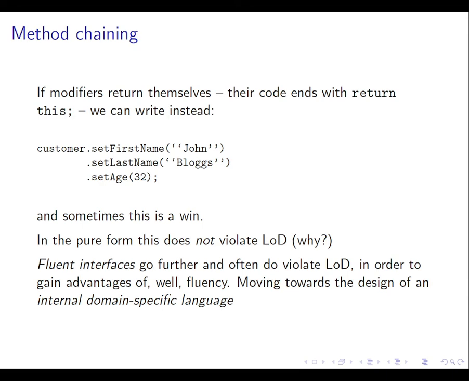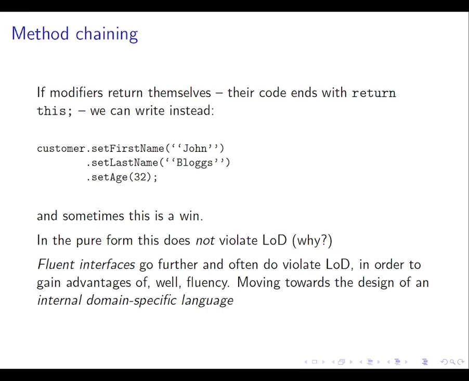So we can go customer dot set first name John dot set last name blogs dot set age 32, and you see this is doing exactly the same as the previous code did, because the reference that we get as a result of set first name is a reference to the very same object customer that we had in the first place, and so we can just use it again to send the next message and so on. Ask yourself why this does not actually violate the law of Demeter. Make sure you understand that.